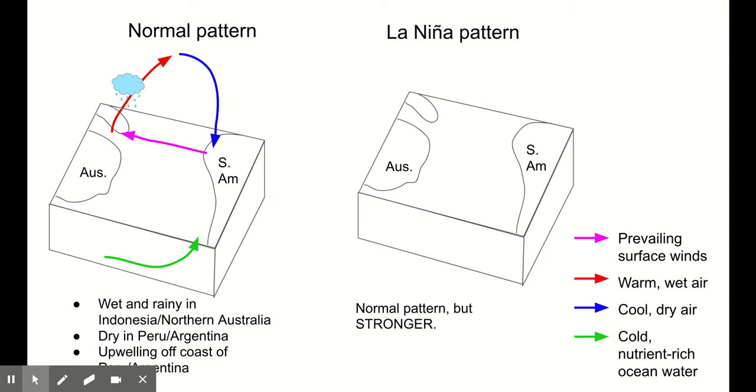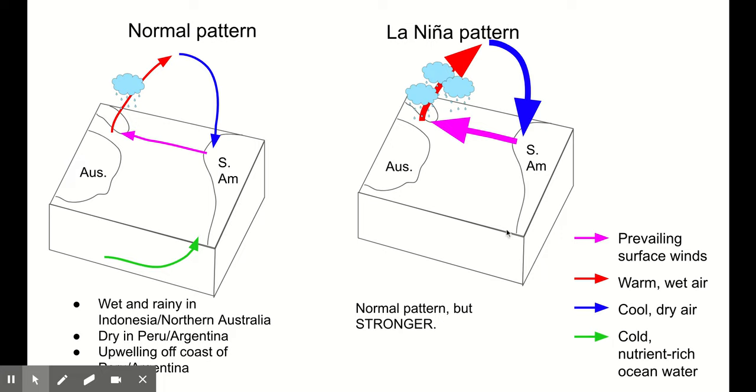Well, La Nina is, I labeled it here. Make sure you've drawn your third box, labeled it La Nina pattern. La Nina is the normal pattern, but stronger. So, these prevailing surface winds, they strengthen, they get extra strong, and we blow a ton of wind this way, and we push a ton of water that way. So, we have a huge warm water pileup there, a lot of warm, wet air rising, even more precipitation than normal. Our cool air sinking even drier than normal.